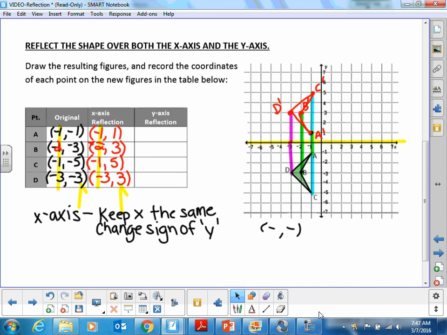So likewise, if we change things up, I'm going to go ahead and erase this just so you're not confused on this side near the shape, because we're going to be now reflecting over the y-axis.